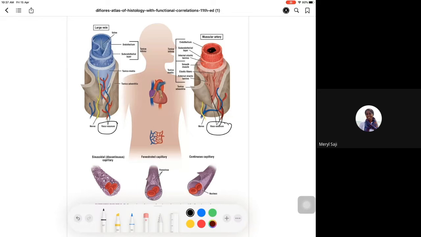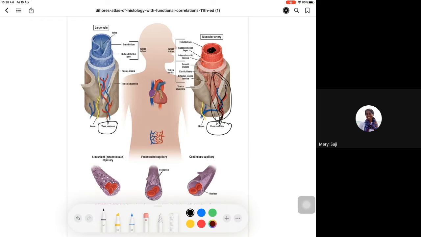This vasa vasorum is the one that is supplying the arteries and the veins. If the vasa vasorum is destroyed, then you will have necrosis of that particular blood vessel. There may be a lot of blood inside the vessel, but when the vasa vasorum in the adventitia is gone, the blood vessel is gone.